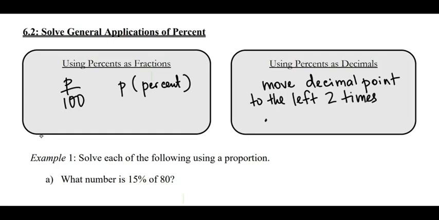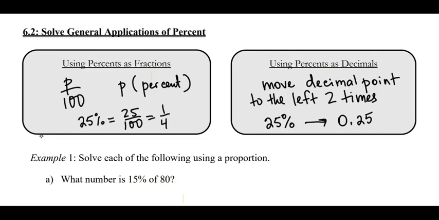So if I have 25%, that is going to convert to 0.25. Or if I have 25%, that's going to be 25 over 100, or 1 over 4. Just a quick review of what we did in 6.1.